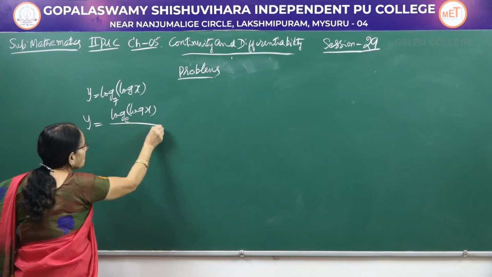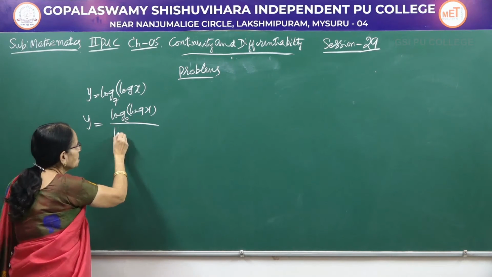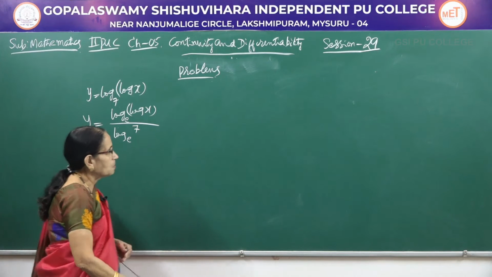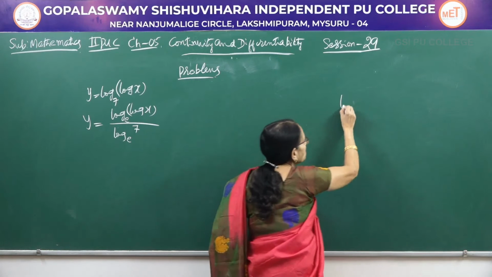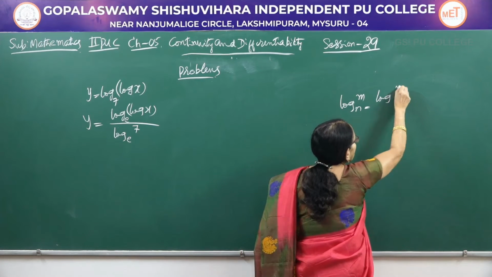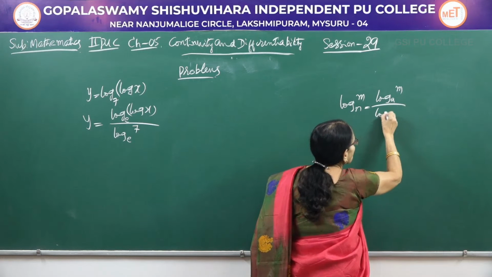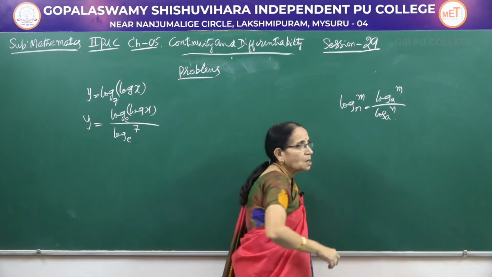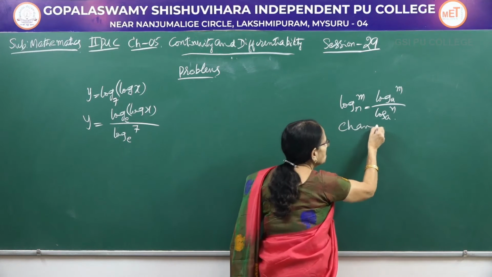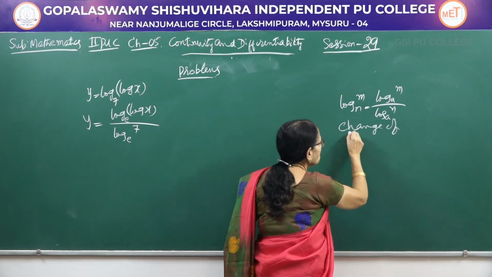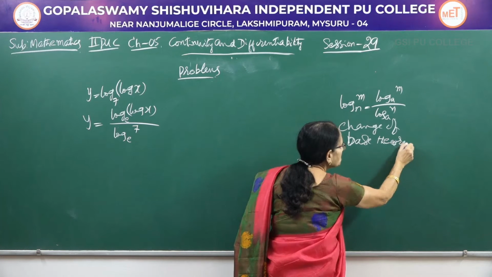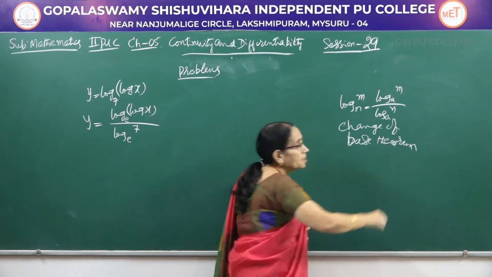of course the new base I am taking it as e, divided by log 7 to base e. Now I hope you remember this one. This was the change of base theorem I had taught you. Log m to base n is log m to base a, some other base, divided by log n to base a. This is known as the change of base theorem of logarithm.